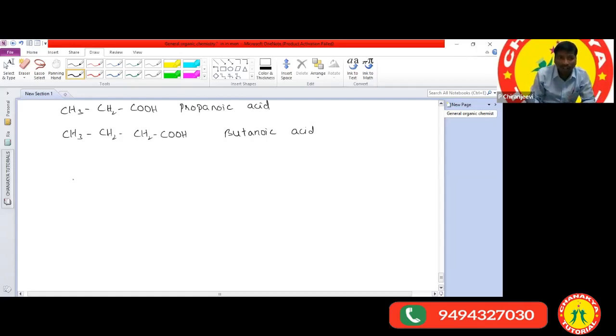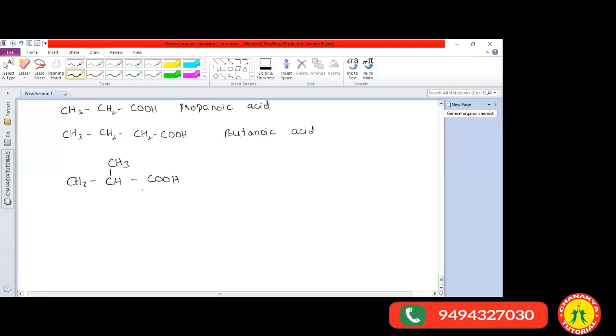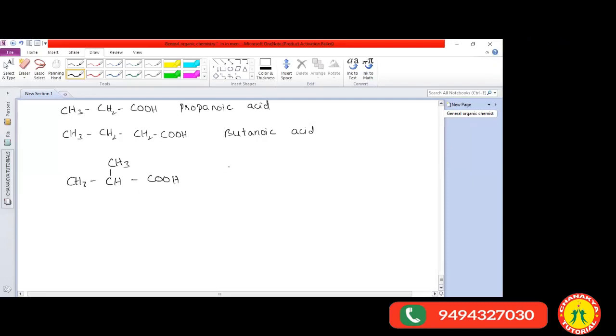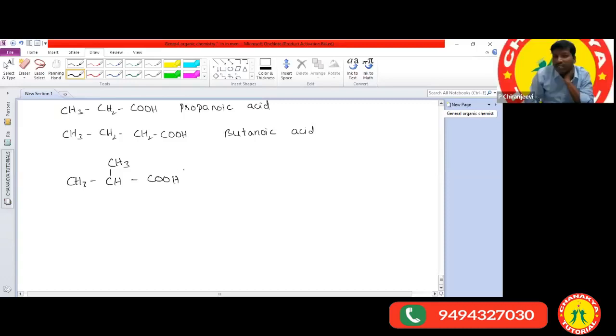For example, first I'm starting with an aliphatic compound: CH3-CH-CH3 with COOH. What is the IUPAC name of the given compound? Any one of you? First the root word. How many carbon atoms are there? Three, propane. One carboxy. Not one carboxy, Anjan. Functional groups we have to give the first priority.